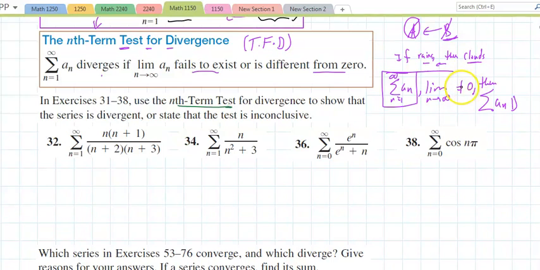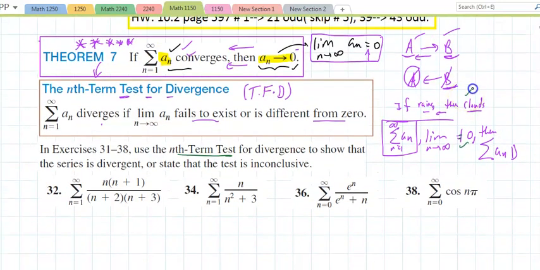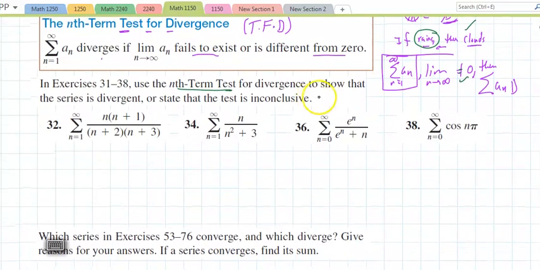Test for divergence works if this limit doesn't equal 0. If it equals 0, you're out of luck. So meaning, if there are clouds, that doesn't mean anything. It could rain or it could not rain. So be careful with that. That's the purpose of this exercise. Either show this diverges, or the test is inconclusive. Students fall into the idea of if the limit equals 0, then it converges. For a sequence, that's true, not for a series.